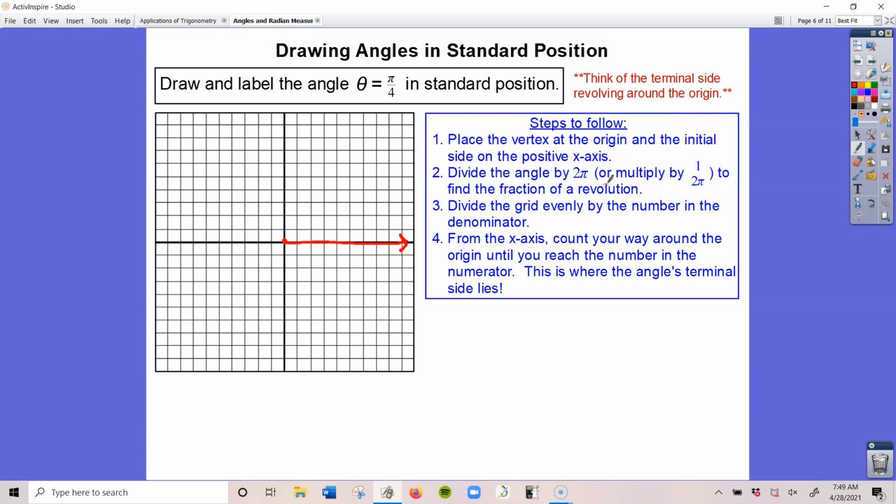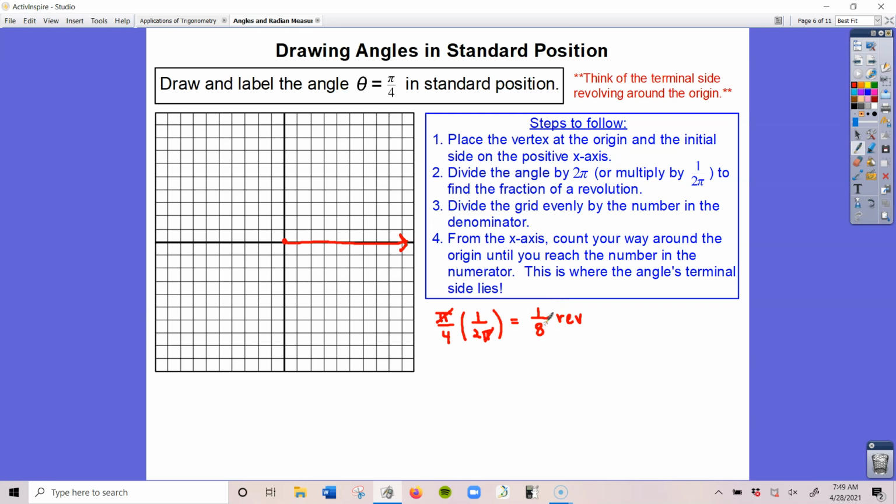So let me explain what this means. A whole revolution is 2 pi. So if I take my angle and I divide it by 2 pi, that tells me exactly how far I need to open. So let's look at how that works. We take the pi over 4, and we're going to multiply by 1 over 2 pi. Now again, we're just going to simplify this fraction. The pi's will cancel, and I'm left with 1 over 8. This means that the angle is 1/8 of a revolution.